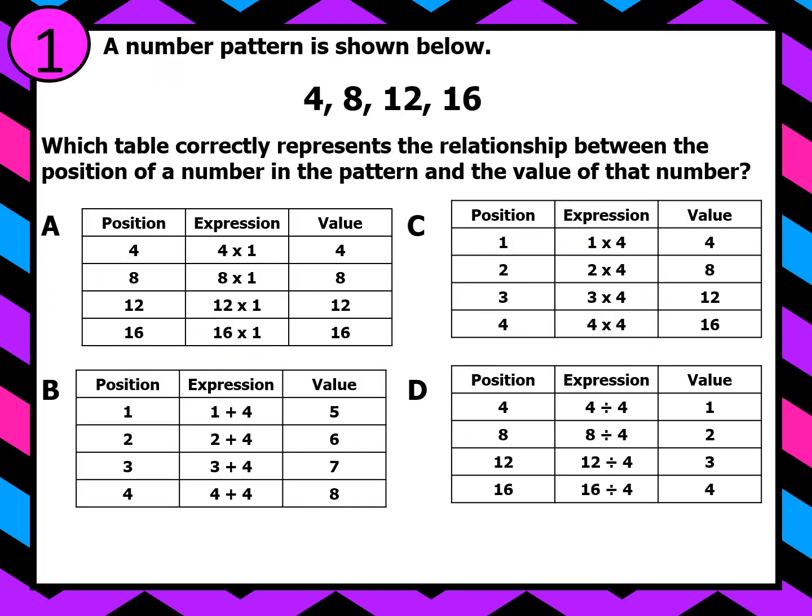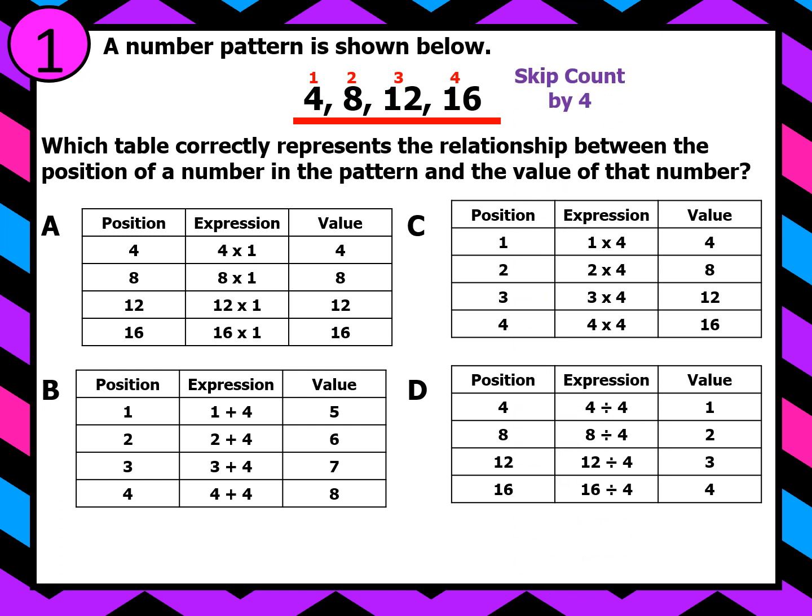Number 1, a number pattern is shown below. 4, 8, 12, 16. Which table correctly represents the relationship between the position of a number in the pattern and the value of that number? So if I look at this problem here, I see that I am given a set of numbers. 4, 8, 12, and 16. And if I look at that set closely, I see that this set is skip counting by 4. 4 is the first number in this set, 8 is the second number, 12 is the third number, and 16 is the fourth number.